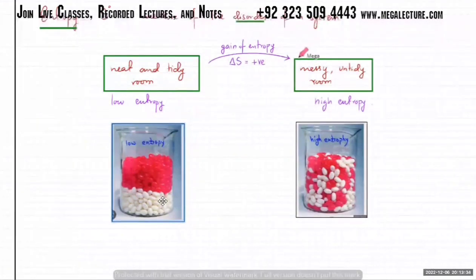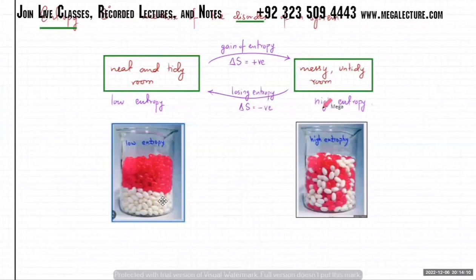ठीक है, vice versa, if you're going back, that means you're losing, there's a loss of entropy. ठीक है, so you lose entropy. And that is delta S negative. ठीक है, so you're constantly losing entropy. So is this clear? Delta S positive, delta S negative. Is this clear? Yes, sir.